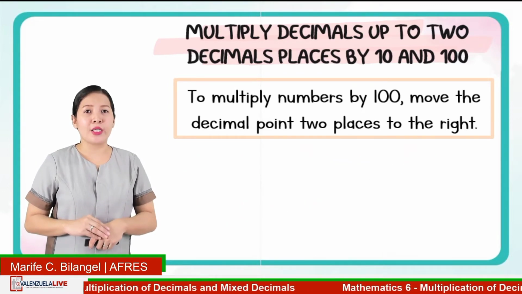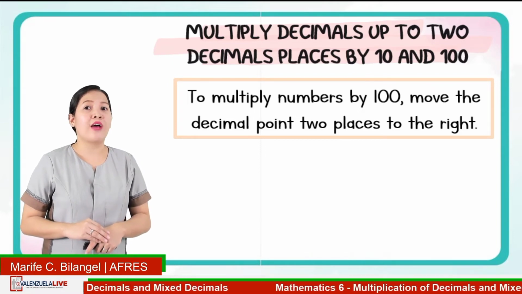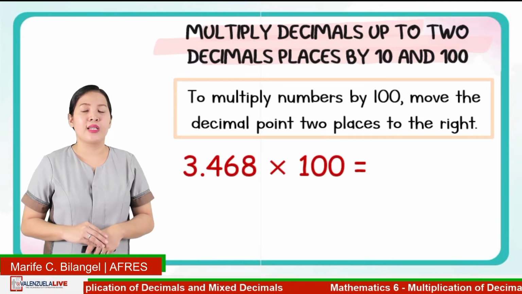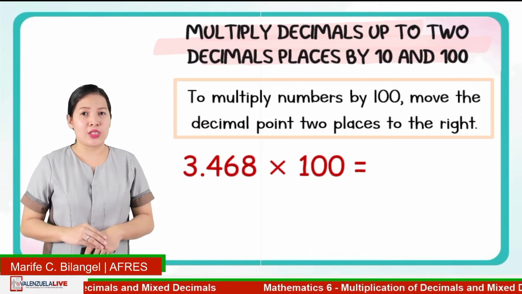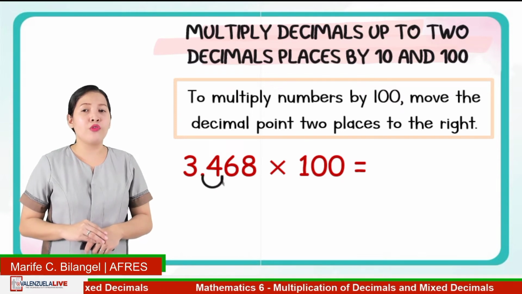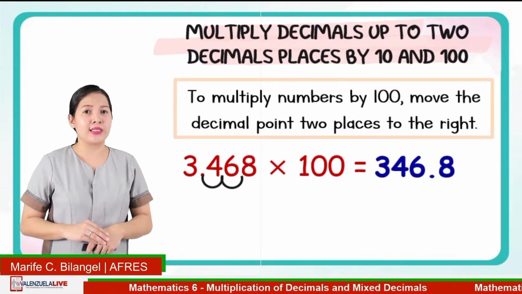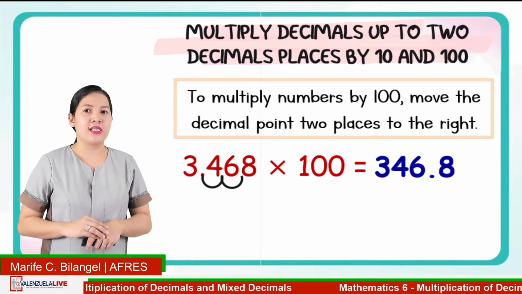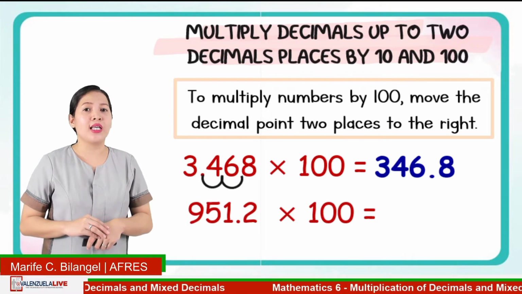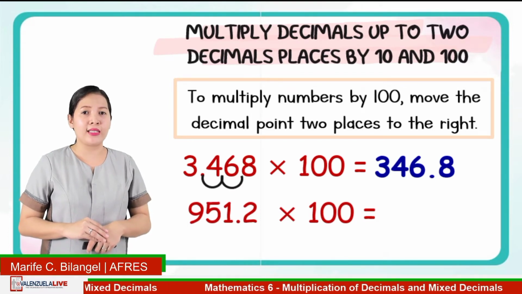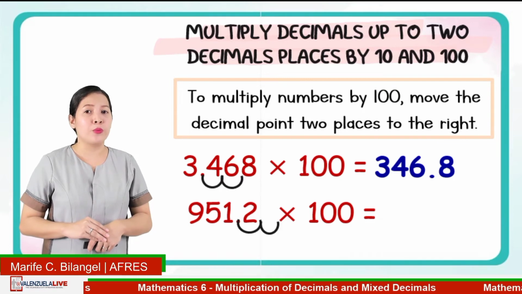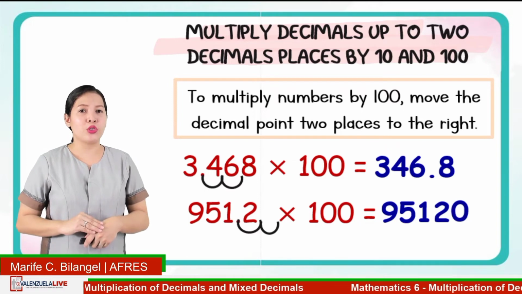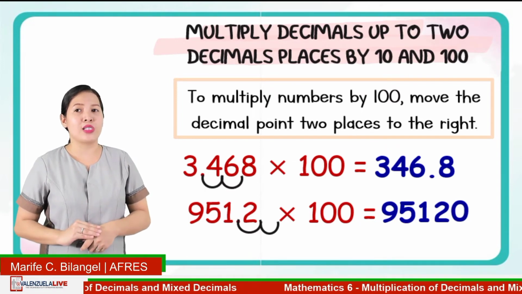And to multiply numbers by 100, we just have to move the decimal point two places to the right. 3 and 468 thousandths times 100. Move the decimal point 2 places to the right. The product is 346 and 8 tenths. While 951 and 2 tenths multiplied by 100, move the decimal point 2 places to the right. The answer is, then use 0 as a placeholder, we have 95,120.